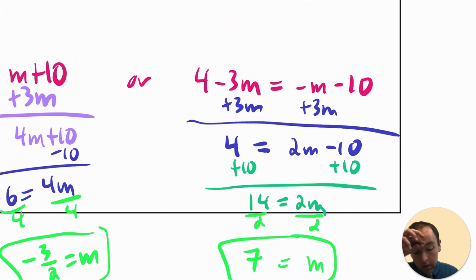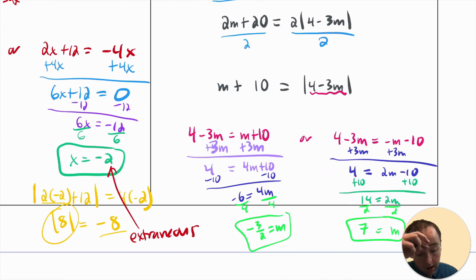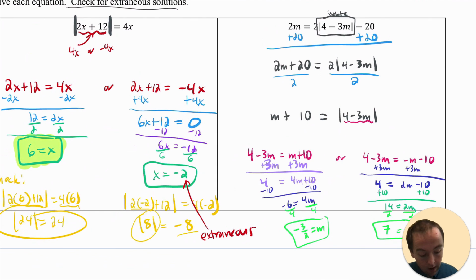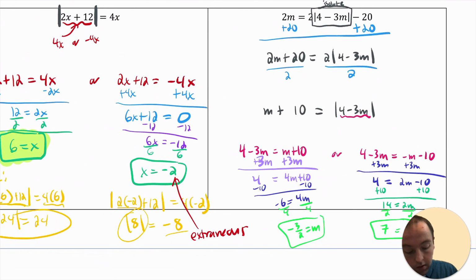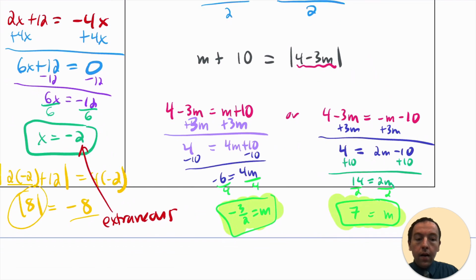Okay, so that gives you your candidate answers, and then you're going to have to plug both of those numbers back into the original equation. I'm not going to do so in this video, but it does turn out that when you plug in negative 3/2 for m, and then you plug in 7 for m, it's actually going to make the equation work for both of the numbers, so we don't end up with anything extraneous at all in this. So we do get two answers in this particular problem.